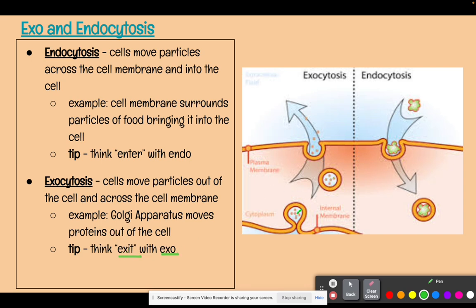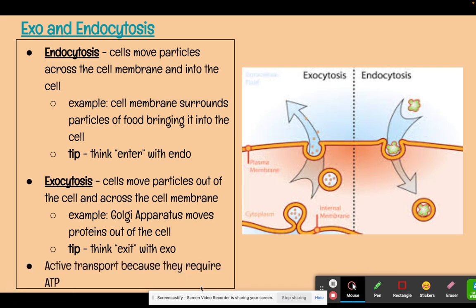Once again, maybe these are the proteins that were made in the Golgi complex. It's too big to pass through, so it's added to the cell membrane. The cell membrane will actually dip to attach to the vesicle and release those particles out of the cell.